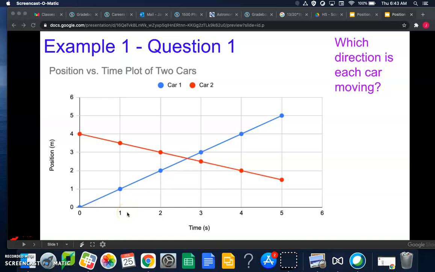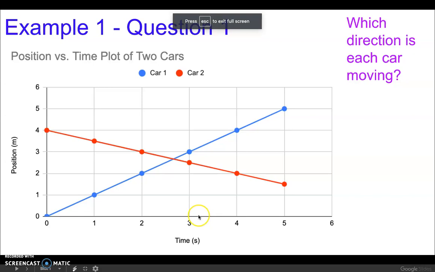Okay, so today we're going to be dealing some more with position versus time plots, folks. The biggest difference between today's lesson and the last lesson that we looked at is that now we're going to be looking at two objects going on at the same time.